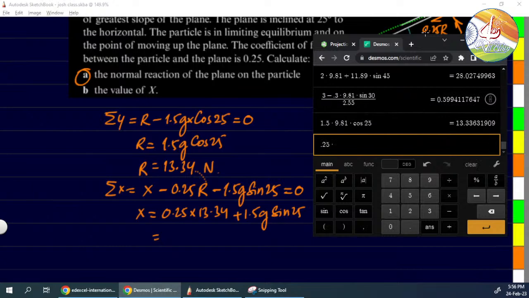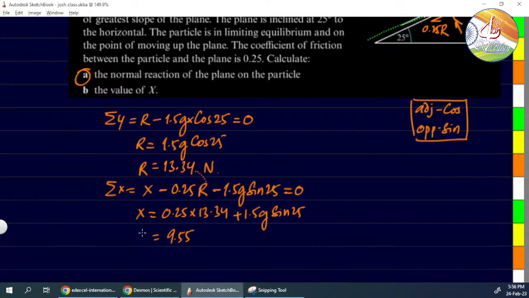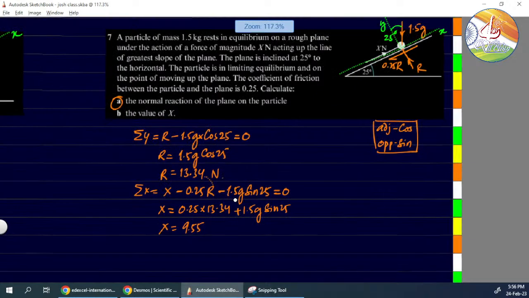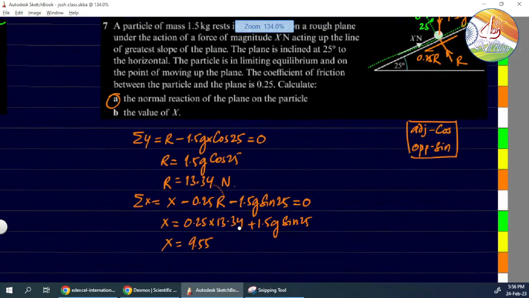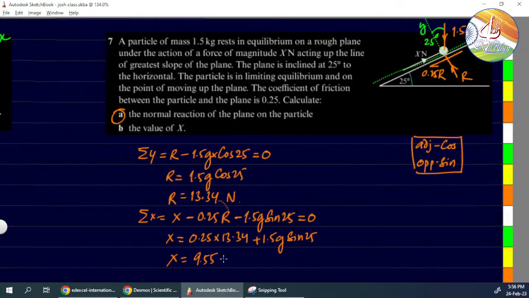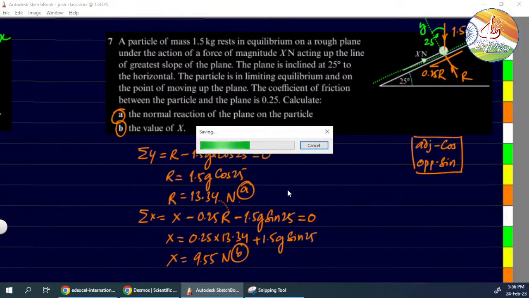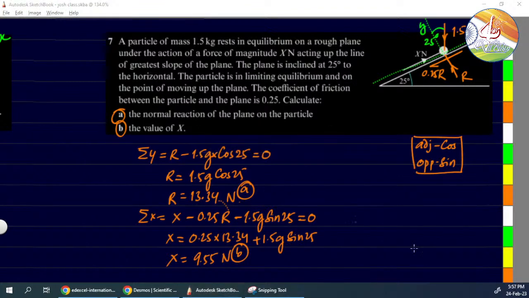0.25 into 13.34 plus 1.5 into 9.81 into sine 25. 9.55. Correct? Any doubts here? No, sir. X value we found. So B bit is also found. The first bit, A bit answer is here. B bit answer is here. Next.